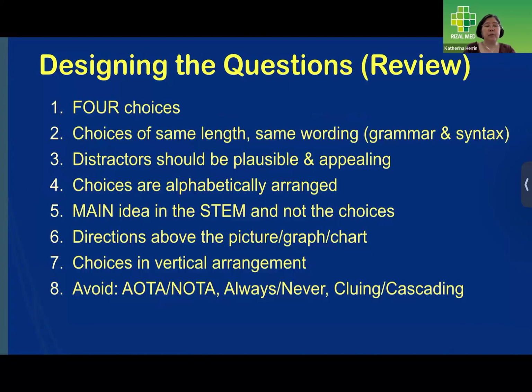As a review, when designing your questions, remember to limit your choices to 4. Make sure your choices are of the same length and wording. Make sure your distractors are logical, plausible, and appealing. Arrange your choices alphabetically. Put your main idea in the stem and not in the choices. Put the directions above the picture, graphic, or chart if you will be using those. Put the choices in vertical arrangement. And avoid these: all of the above, none of the above, always, never, cluing, or cascading.